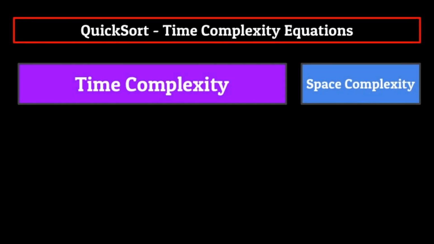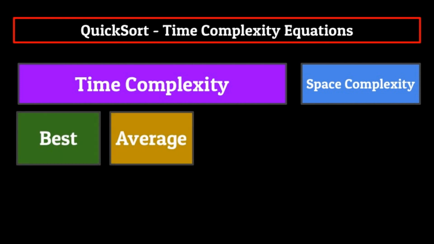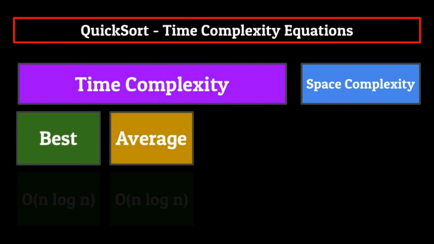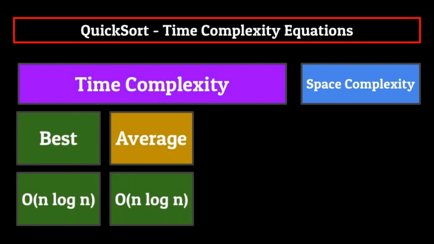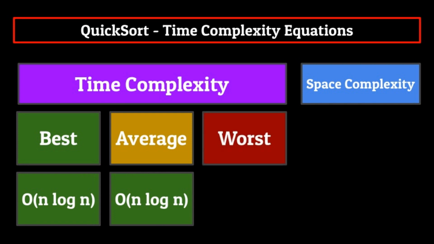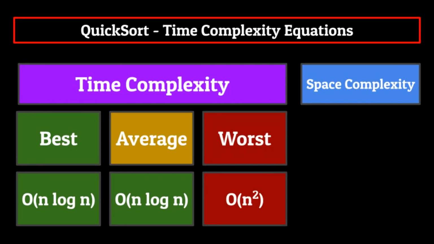Okay, so now that we know an ample amount about quicksort and how it works in both practice on a small scale as well as in a large scale visualization, we can finally jump into its time complexity equations. Quicksort's best and average case scenario time complexity equations are O of n log n, and its worst case scenario time complexity equation is O of n squared.